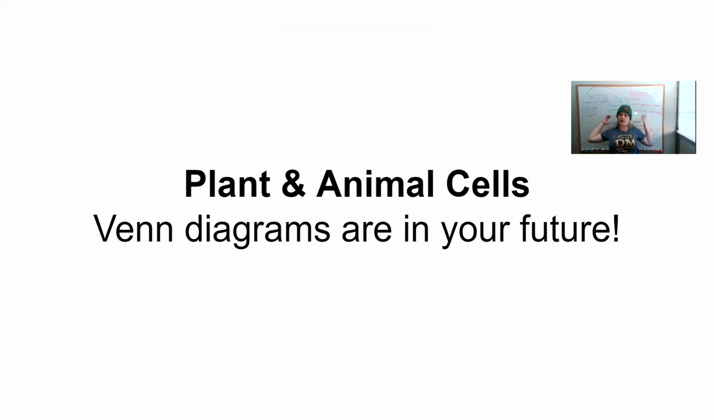So I have behind me a nice little Venn diagram about the differences between prokaryotes and eukaryotes. And you guys can make some of these to help you understand the similarities and differences between plant cells and animal cells. I don't know what a plantimal is. All right.